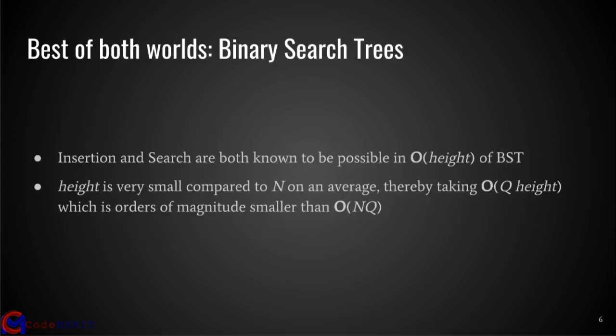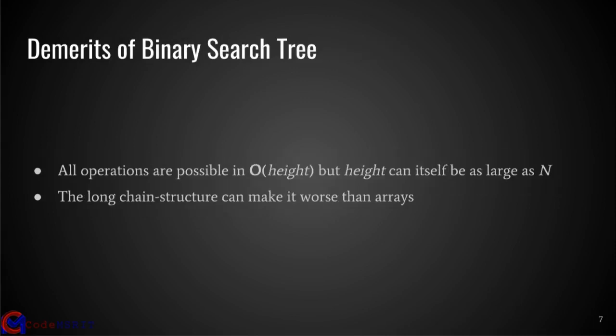We can use binary search trees to get the best of both worlds. Insertion and search can both be done in time proportional to the height, which is usually small when compared to the number of nodes. But there are a few cases where they still don't work well. The height of a binary search tree can be as large as n. The chain structures make insertion, deletion, and search equivalent to that in arrays.